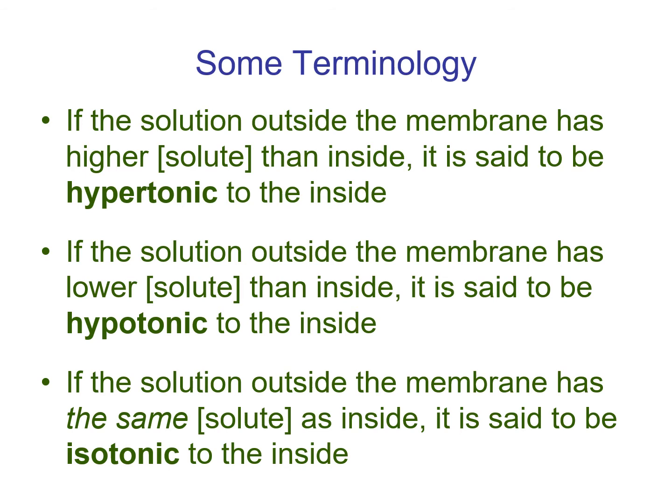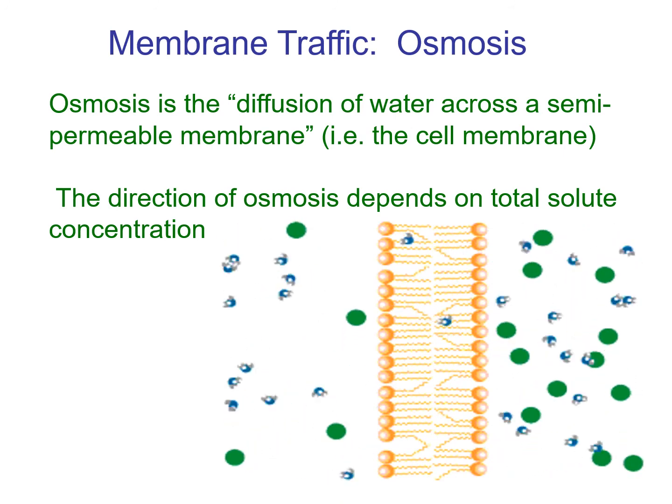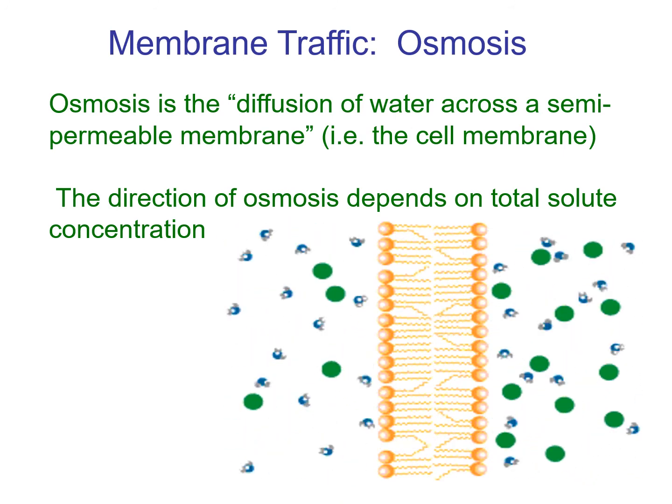Now, when we're using these terms with respect to cells, we use them in a very specific way. So if we say that a cell is in a hypertonic solution, that means there's more solute outside the cell than inside the cell. If we say that a cell is in a hypotonic solution, that means there's less solute outside the cell than there is inside the cell. And you can predict, of course, which way the water is going to move. The water is always going to move down its concentration gradient. The important thing to note is that the water gradient is opposite to the solute gradient.